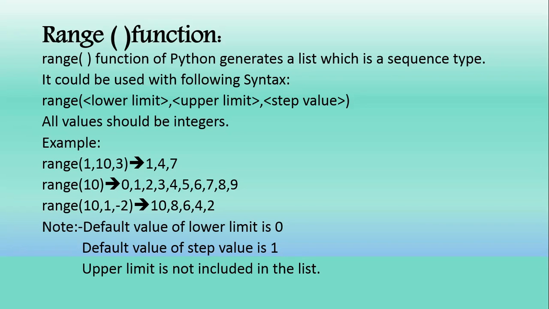Next example is range 10 comma 1 comma minus 2. Here the first value is 10, then with the step value of minus 2 the next value is 8, then 6, then 4, and then 2. 1 will not be included in the result. Here are some points to note. The default value of lower limit is always 0, the default value of step value is always 1, and the upper limit is not included in the list.